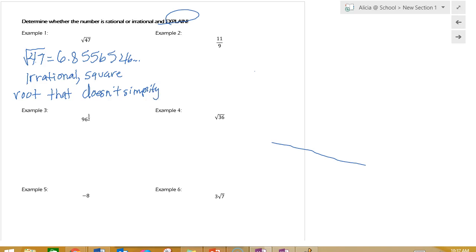Right? Next one. I have a fraction, 11 ninths, right? That's already in fraction form. So I can already say, yep, this is going to be rational. My reason? Well, it's a fraction.